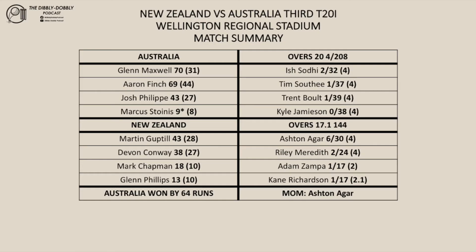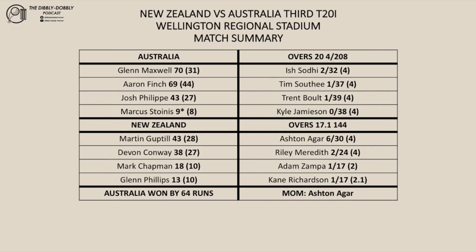Let's recap the scores from the third T20 International between New Zealand and Australia. Australia batted first, made 4 for 208 from their 20 overs. Glenn Maxwell was the top scorer with 70 off 31 balls. Ish Sodhi took 2 for 32 from his 4 overs for New Zealand. New Zealand, in reply, all out for 144 in 17.1 overs.